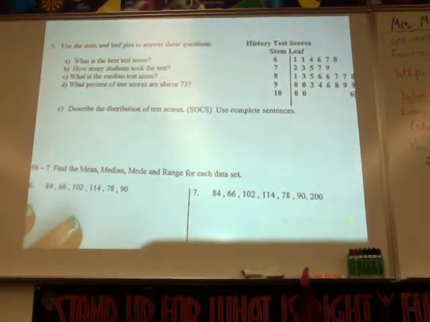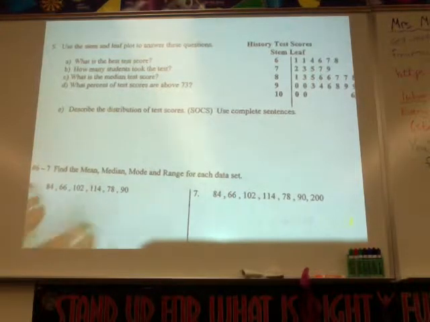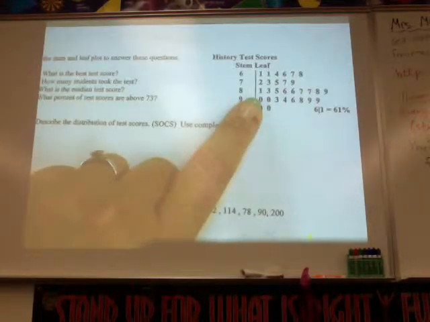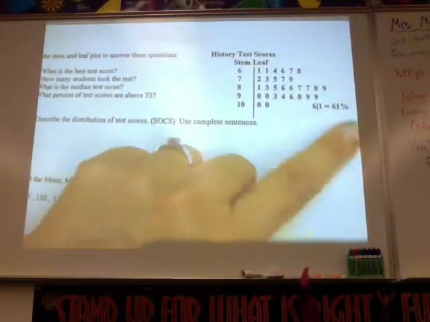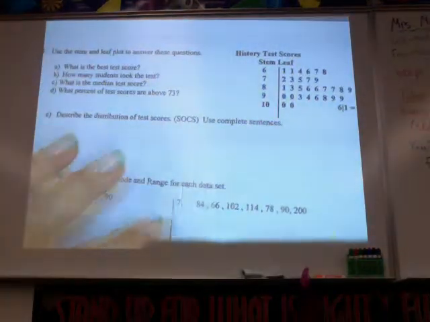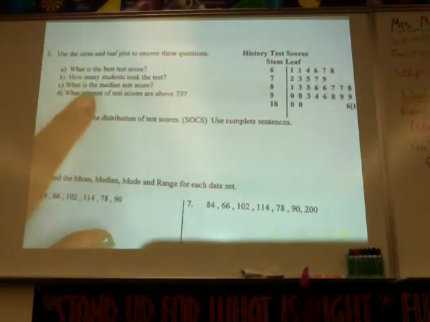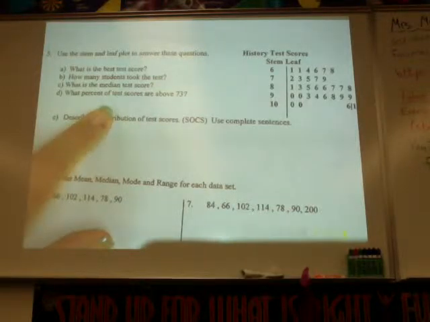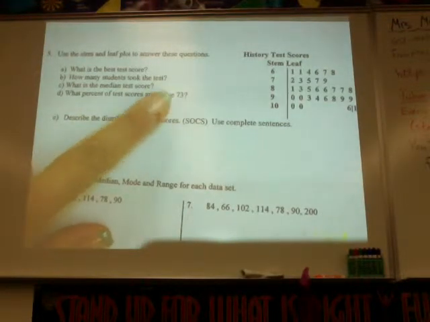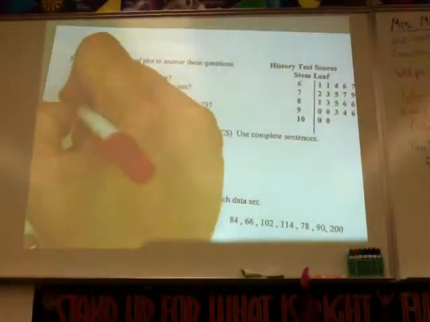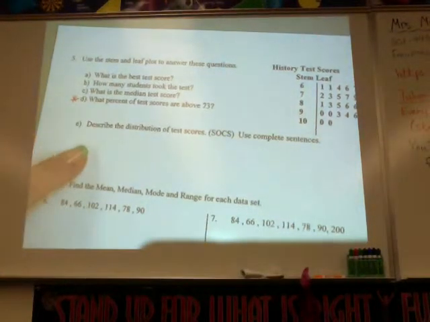So for this one, I'm going to have you do most of this on your own. They've given you the stem and leaf plot. It's nicely well done. It's got a key over here. It's asking you for the best test score, how many students took the test, what's the median, and what percent of test scores are above 73. That's the hardest question, this one right here. And then you have to describe the distribution.